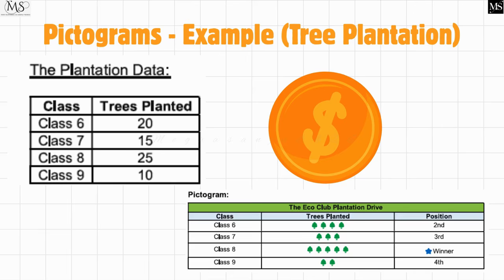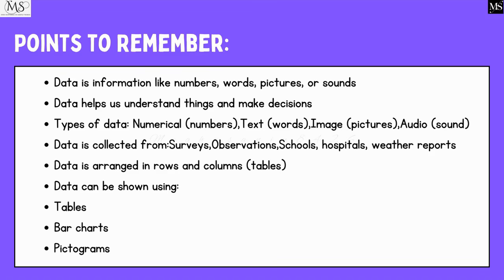Pictograms. Example, tree plantation. Points to remember. Data is information like numbers, words, pictures, or sounds. Data helps us understand things and make decisions. Types of data: numerical, numbers; text, words; image, pictures; audio, sound. Data is collected from surveys, observations, schools, hospitals, weather reports. Data is arranged in rows and columns. Tables. Data can be shown using tables. Bar charts. Pictograms.